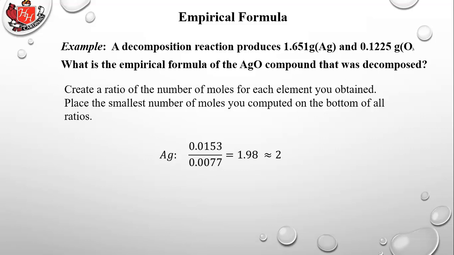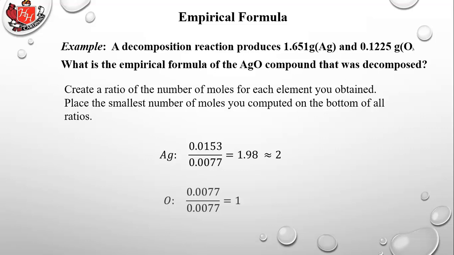And when you do the math on that, you get 1.98. That's approximately equal to 2. We are trying to get a whole number here for our subscript, so 1.98 is close enough. What's close enough? 1.95 to 2.05 would definitely be close enough to where you can just round it to 2. Remember, you have experimental error here, and so you're going to have some rounding error.